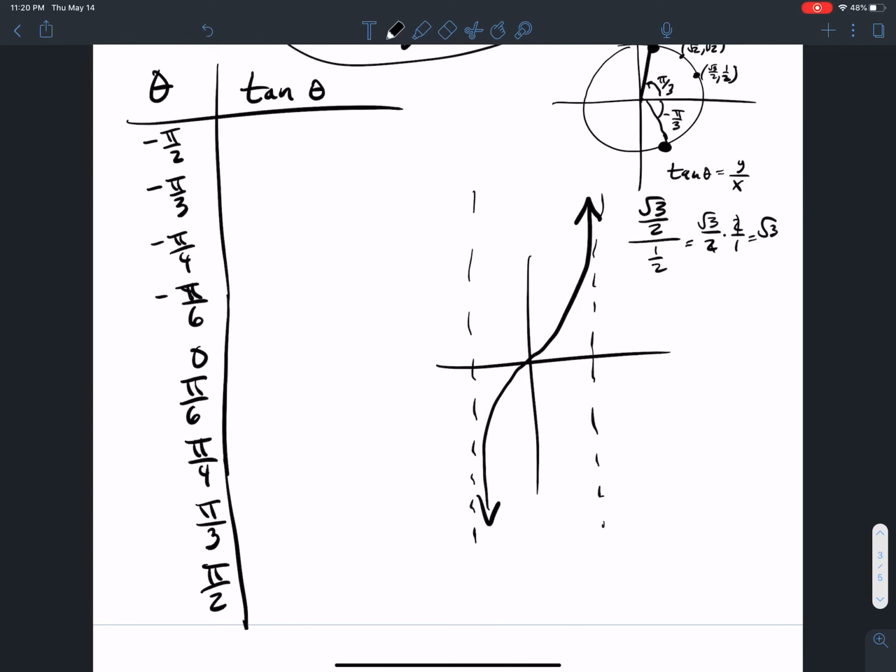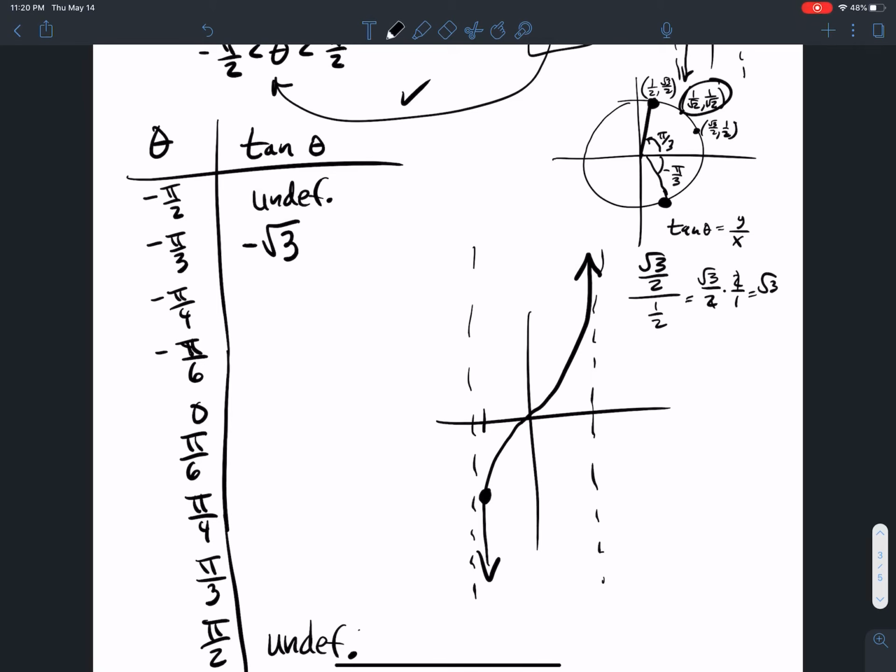At negative pi over 2, we have a vertical asymptote, so this is undefined. At pi over 2, we have a vertical asymptote, that's undefined. Now, negative pi over 3, we just figured that one out. That was negative square root of 3. Negative pi over 4, when I look at this, it's the same thing. One number divided by itself. Anytime I divide a number by itself, it's going to give you 1. Now the difference with this one down here is the x value is positive, so that's 1 over square root of 2, but the y value is actually negative. So it's the number divided by the negative of itself. So positive divided by a negative or negative divided by a positive, that's going to give you a negative 1.